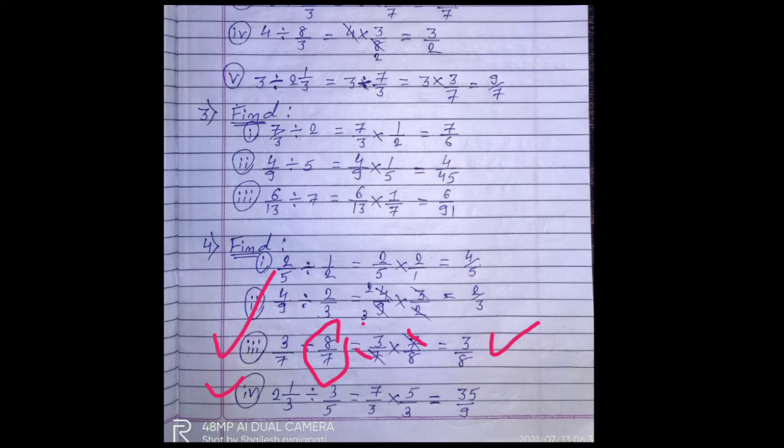And the last, fourth number, it is given that the first number is a mixed fraction. So first convert into an improper fraction, 3 2s are 6 plus 1, 7 upon 3, and multiply by the reciprocal of 3 upon 5, which is 5 upon 3. Now afterward 7 times 5 is 35, and upon 3 3s are 9. So the answer is 35 upon 9.